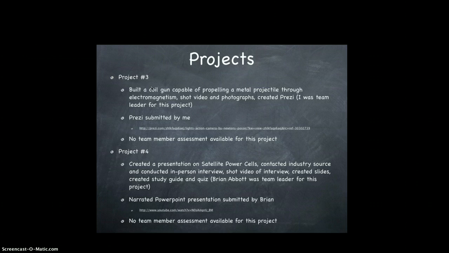So project number 3 was to build a coil gun that was capable of propelling a metal projectile using the theories of electromagnetism. An electrical current was run through some magnet wire, which induced a magnetic field, which propelled a metal projectile through a barrel that we created, through the inductive effect of current and magnetic fields.